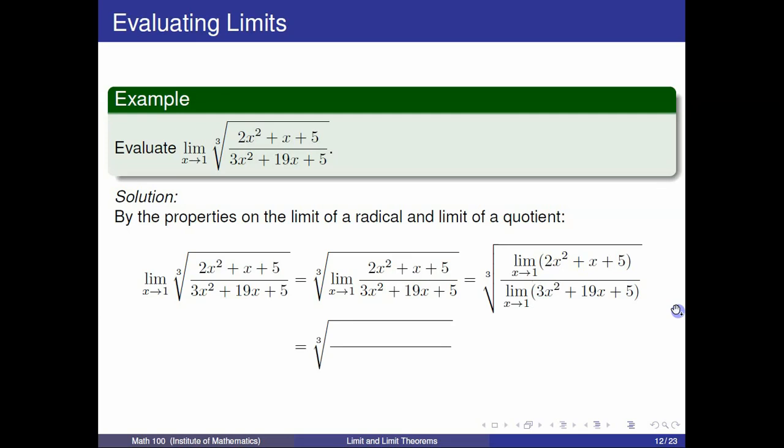So, substitute lang natin, we have cube root of, sa taas, 2 times 1 squared plus 1 plus 5. And sa baba, you have 3 times 1 squared plus 19 times 1 plus 5. If you simplify, sa taas, meron kayong 8. Sa baba, meron tayong 27. And if you take the cube root of 8 is 2. Cube root of 27 is 3. So, the final answer is 2/3. Alright, I hope clear ito.